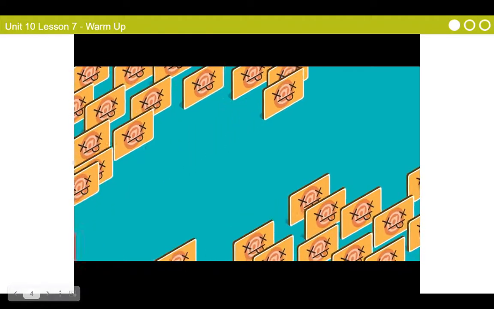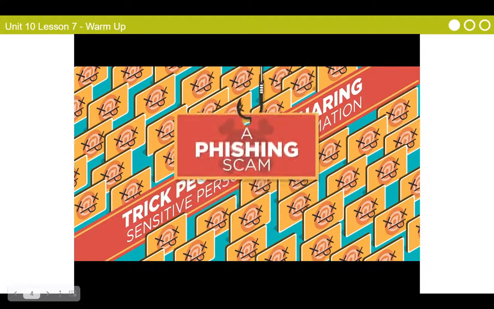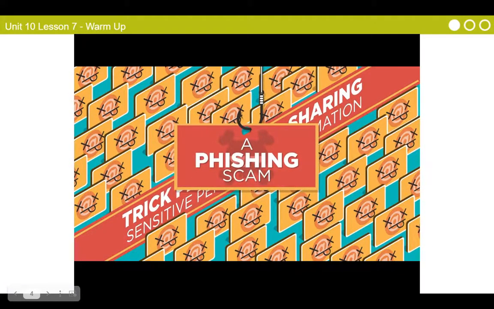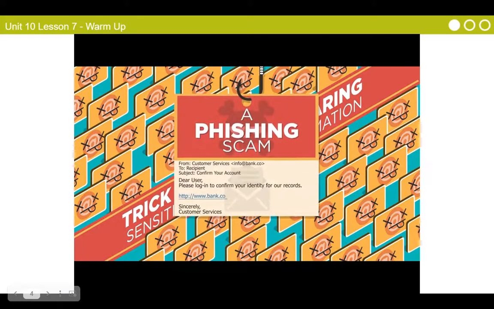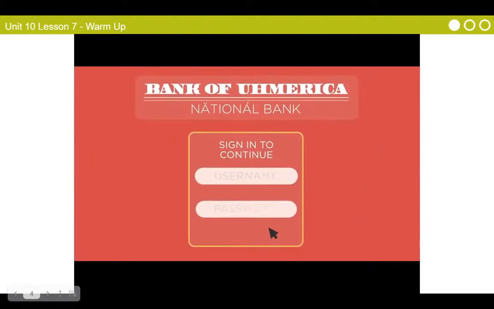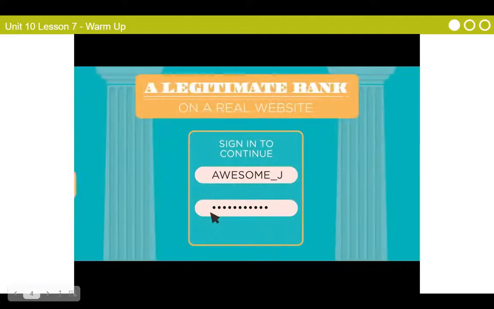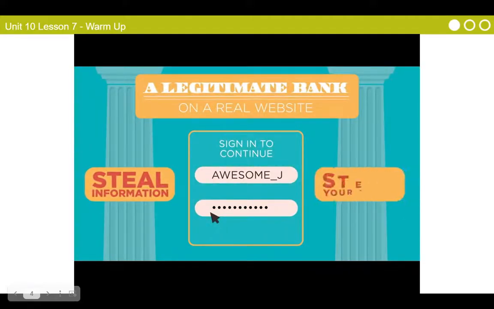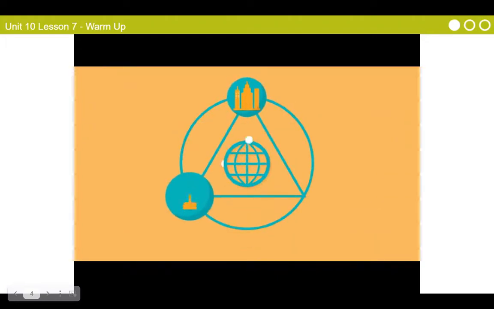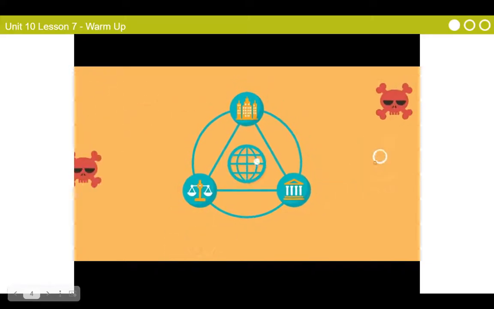Another trick used by cybercriminals is to send large amounts of spam email in an attempt to trick people into sharing sensitive personal information. This is called a phishing scam. A phishing scam is when you get what seems like a trustworthy email asking you to log into your account, but clicking the email takes you to a fake website. If you log in anyway, you've been tricked into giving your password away. Hackers can then use your login credentials to access your real accounts, to steal information, or maybe even to steal your money. Fortunately, there are many companies, laws, and government organizations working to make the internet safer, but these efforts are not enough.